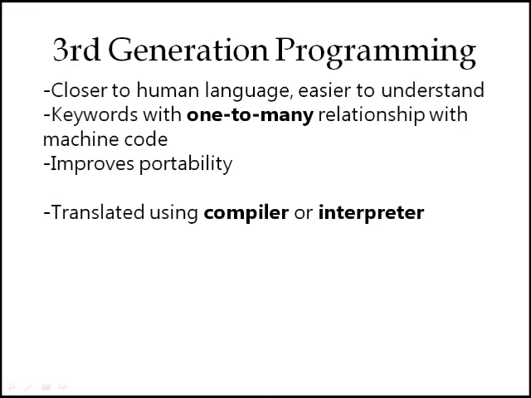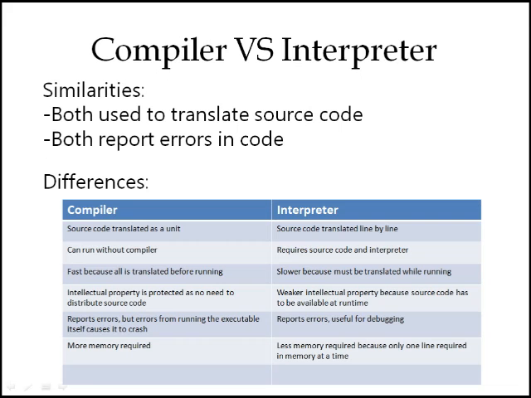It can't be translated using an assembler. Why? Because its keywords are one-to-many. An assembler operates on a one-to-one format. Instead, we translate source code using a compiler or an interpreter. So, what is a compiler, you may ask? What's an interpreter? Well, both are translators used to translate source code.